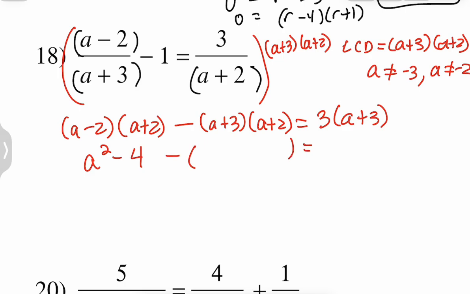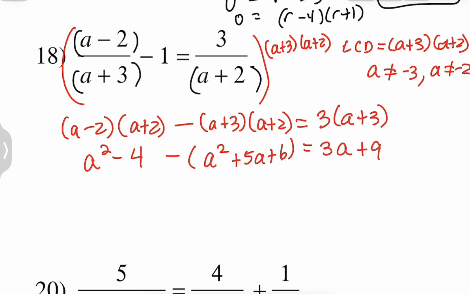Use your parentheses for a moment here. In this piece, we do have to FOIL that out. If you were to do the whole FOIL process, you do get 4 terms, but they do combine to give you a squared plus 5a plus 6. And then we can distribute here.